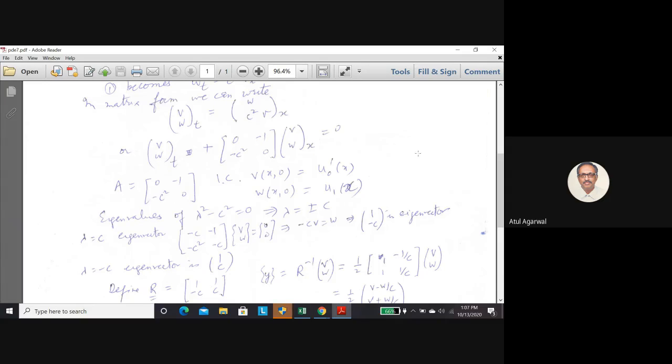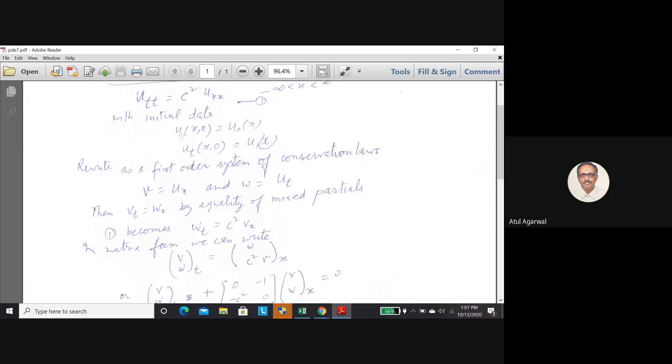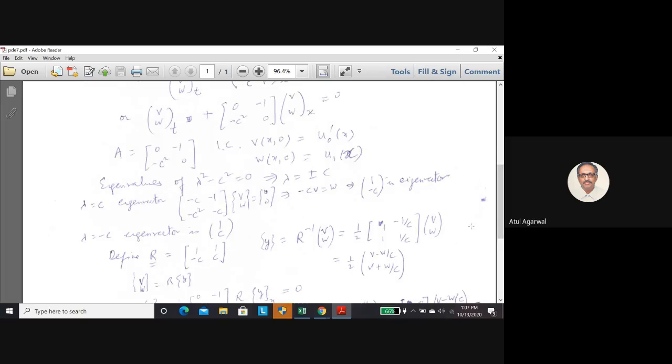Initial conditions you are given. Here you are given initial conditions. u is equal to u naught. So what is the value of v? Take its derivative with x. So your v at t is equal to 0 is u naught prime of x. u naught prime means derivative of u naught with x. Similarly, your w is u1, so w is equal to u1 of x. So initial conditions for w and v are given like this. I just explained how we calculate them from the initial data.